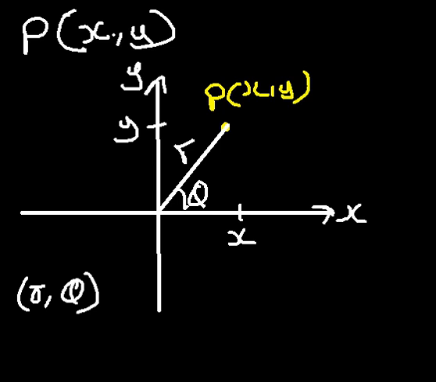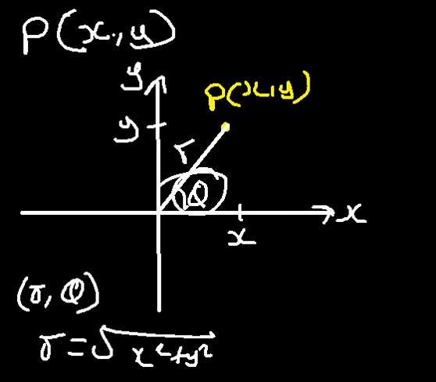So how can we get the value of r, which is the distance from the origin to where the point P is? We use the distance formula, which gives r equal to the square root of x squared plus y squared. And how about the angle theta? We calculate the angle theta using the trigonometric ratios. Now we have a right-angled triangle, where this is x and this is y.